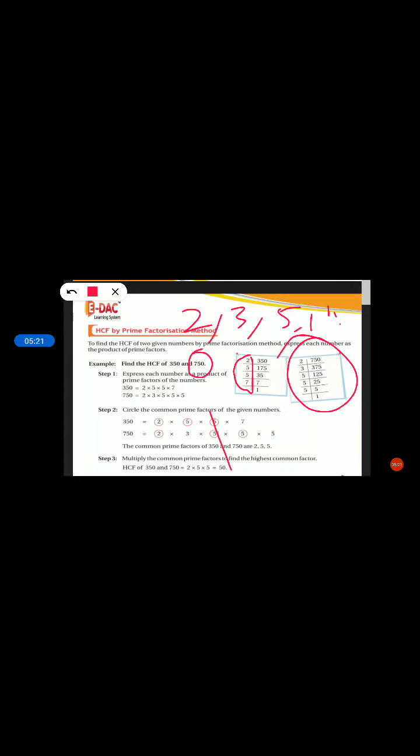Then 750. 750 goes in the 2 table since it is having 0 at the last. So 2 table gives 375. Check whether this 375 will go in the 3 table. Since yes, it is going, you need to add and see 3, 7 plus 5. If the sum is divisible by 3, the whole number is divisible by 3. Then again 125 is not going in the 3 table, so it is going in the 5 table.